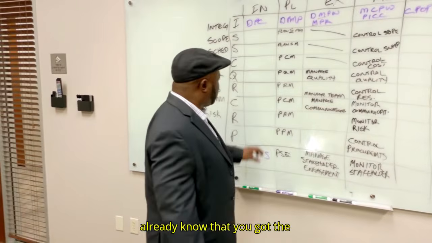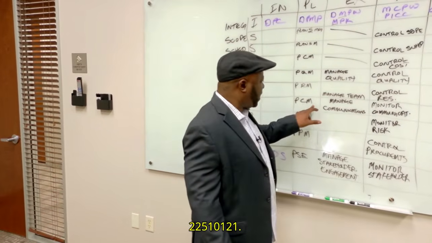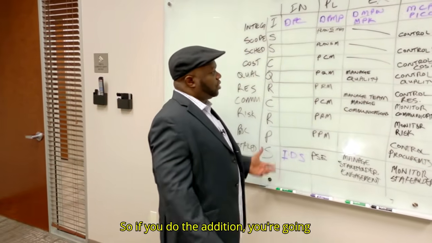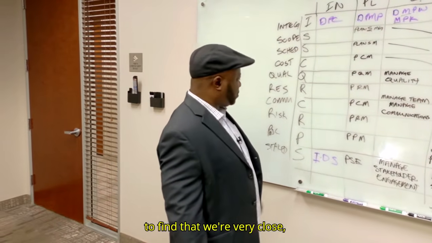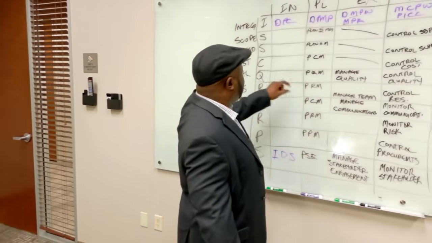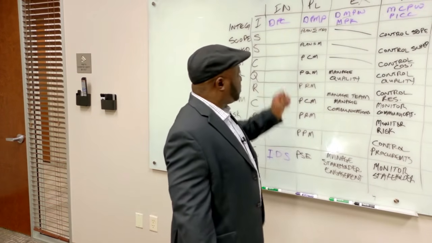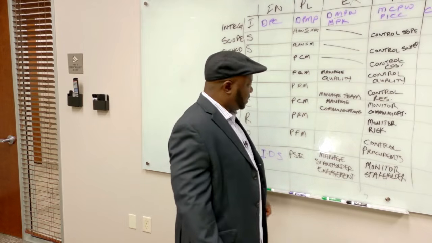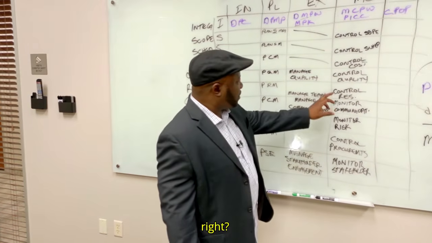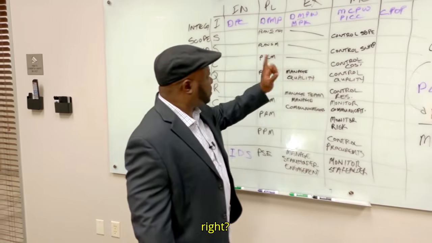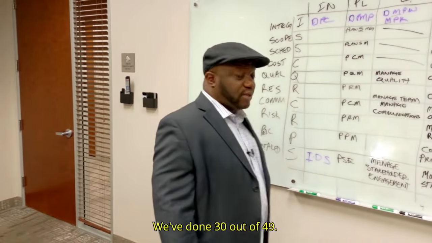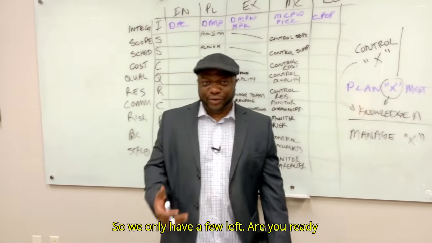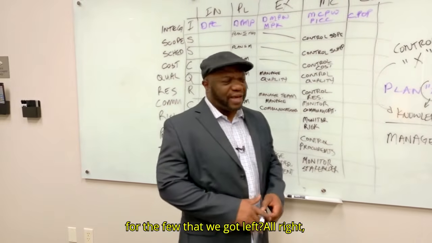By now, you already know that you got the 2, 25, 10, 12, 1. So if you do the addition, you're going to find that we're very close, right? 10, 12, 14, 15, 16, 17, 18, 19, 20, 21, 22, 23, 24, 25, 26, 27, 28, 29, 30. We done 30 out of 49. So we only have a few left. Are you ready for the few that we got left?